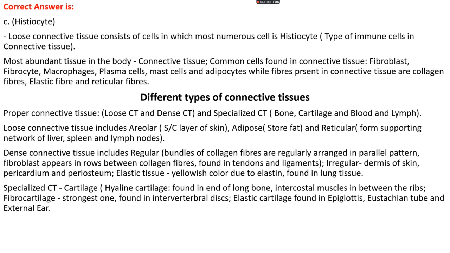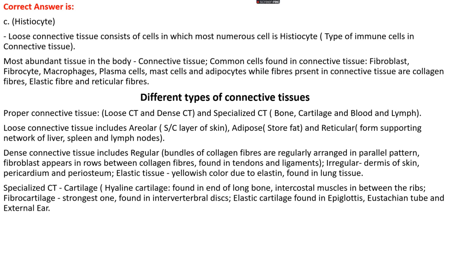Dense connective tissue has three types: regular dense connective tissue, irregular dense connective tissue, and elastic tissue. In regular dense connective tissue, the bundles of collagen fibers are arranged parallel, and fibroblasts are arranged in between them. It is found mainly in tendons and ligaments. Irregular dense connective tissue is mainly present in the dermis of skin, pericardium, and periosteum. Elastic tissue is yellowish in color due to elastin proteins, mainly found in lung tissue.